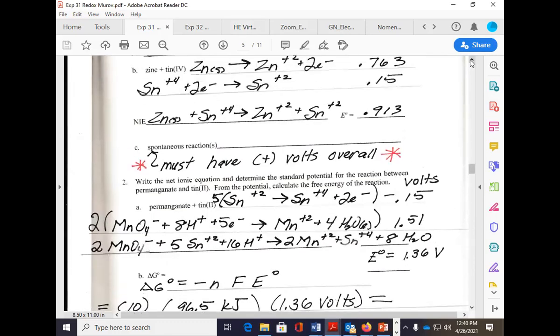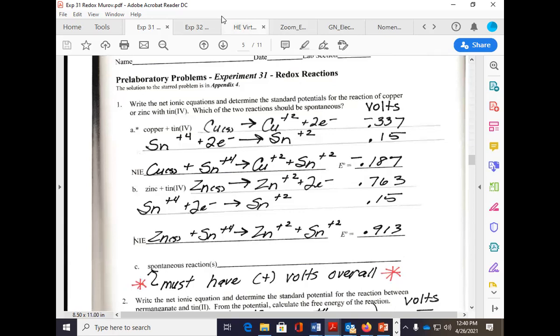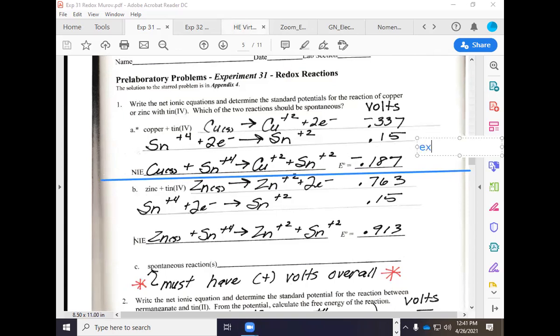Okay, so what would my expected observations be? Let's start with 1A. Oops, wrong place, my bad. Let's just look at 1A. I would expect no change, because what did this say? We must have a positive E overall. So for 1A, I would expect no change.